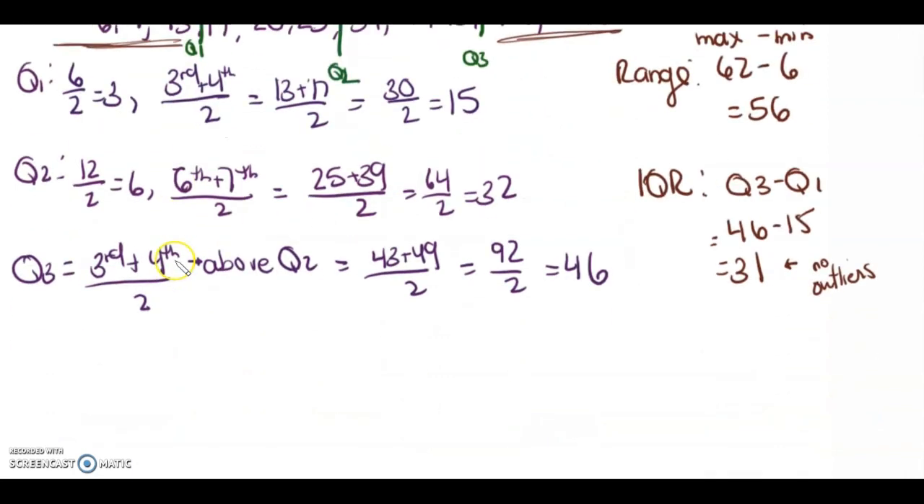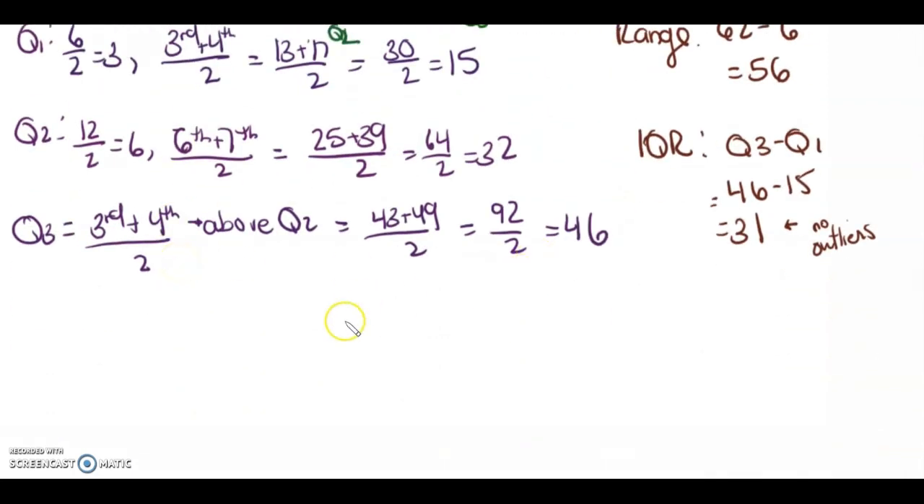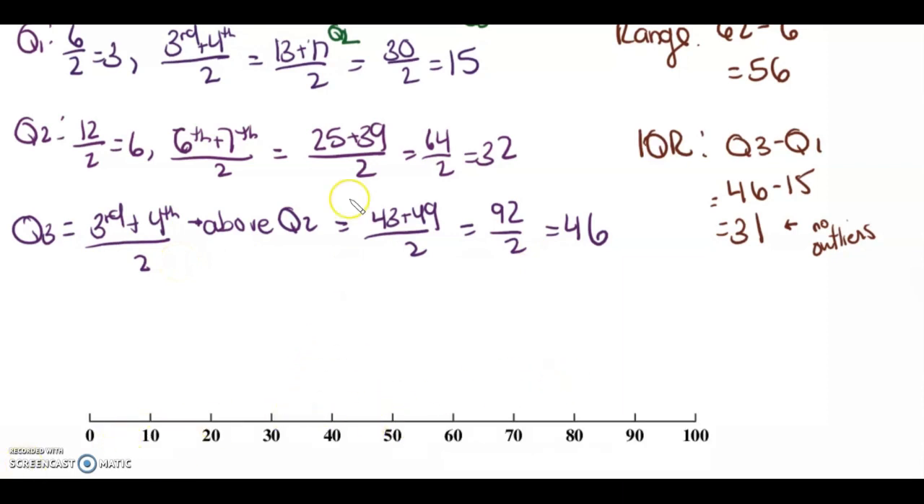Okay, now let's go ahead and display this on a box and whisker plot. Okay, so here's our number line. We are going to do the box first. So Q1 is at 15. So on this number line, 15 is approximately right here. So floating up in the air, I'm going to draw a vertical line. It's going to be 15. Now Q2 is at 32, which is about right here, right? 32. And draw that vertical line. And Q3 is at 46, which is going to be just over halfway between 40 and 50. Okay, so here's our box.